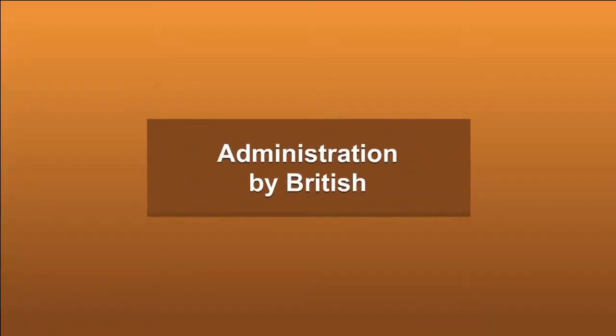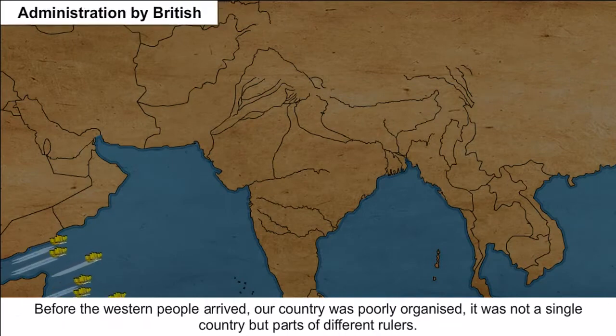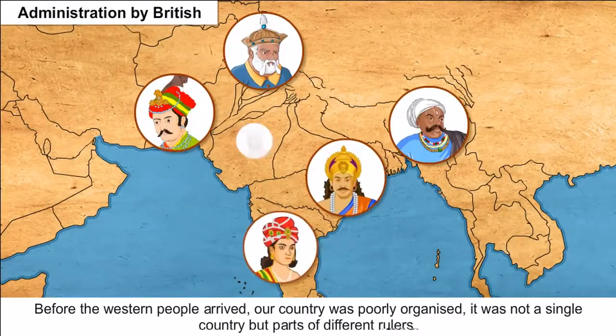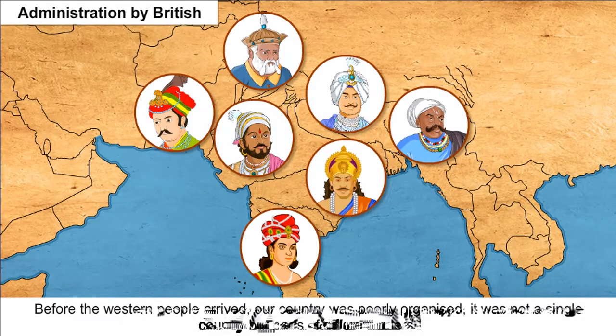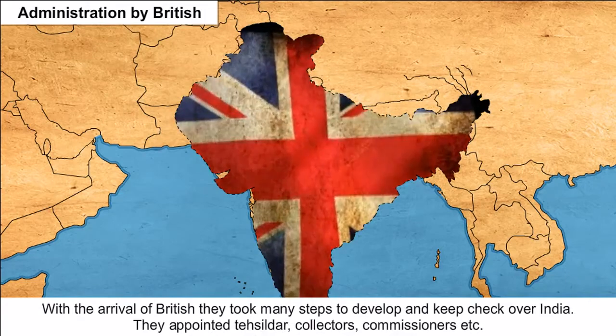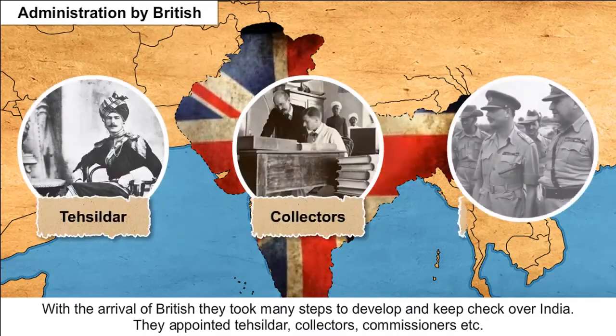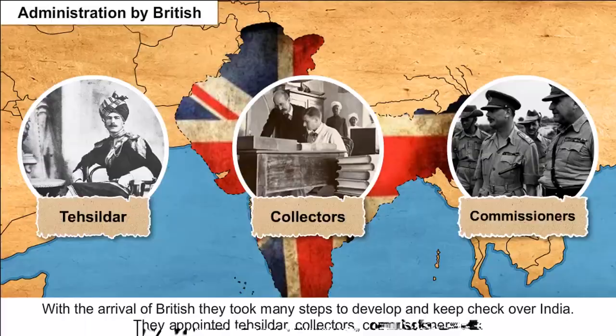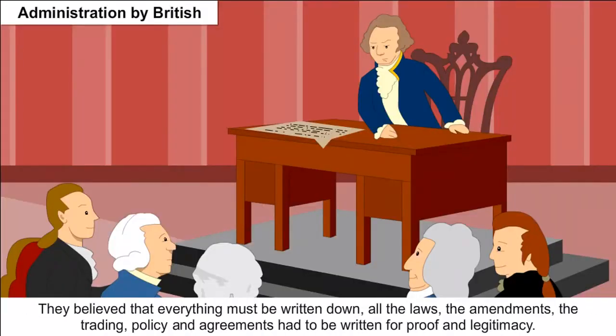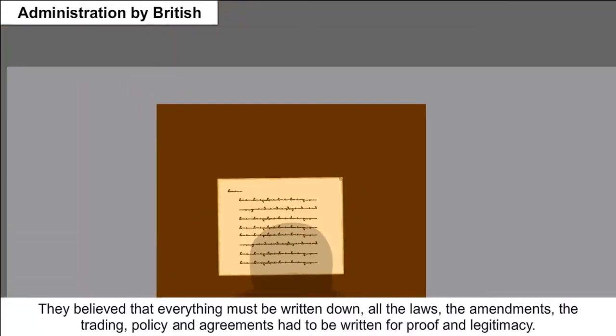Administration by British. Before the Western people arrived, our country was poorly organized. It was not a single country, but parts of different rulers. With the arrival of the British, they took many steps to develop and keep check over India. They appointed tehsildars, collectors, commissioners, etc. They believed that everything must be written down. All the laws, the amendments, the trading policy and agreements had to be written for proof and legitimacy.